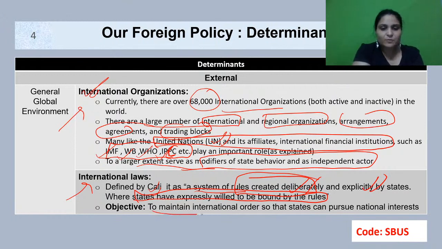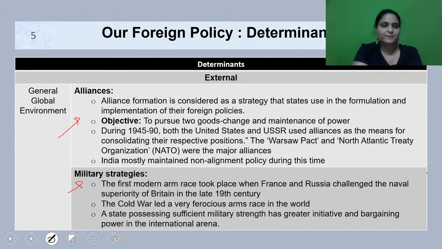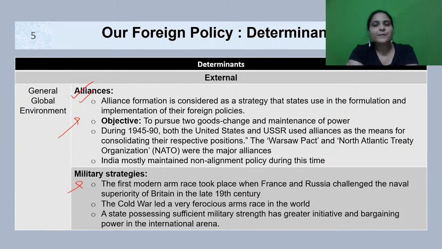That is to maintain international order so that states can pursue national interests, as I've already mentioned. Alliances: in fact, there is both a pro and a con to alliances. Whenever alliances are formed, it's actually a good thing, because they are nations coming together with common interests. Whenever that happens, they can not only increase trade within themselves, they can act as a unified trade bloc and trade with the rest of the world.